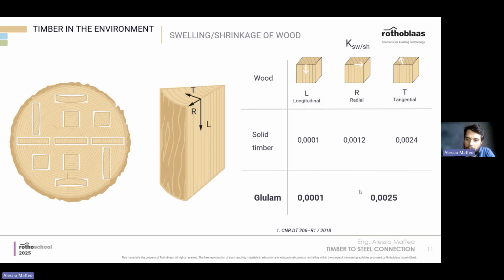of change. For solid timber, we actually differentiate between the radial and tangential, and for glulam, we keep this number for the longitudinal one and this number, which is actually 20 times higher for the radial and tangential.